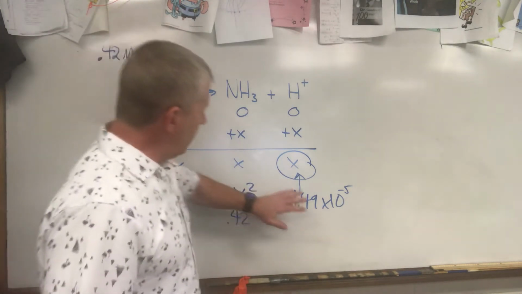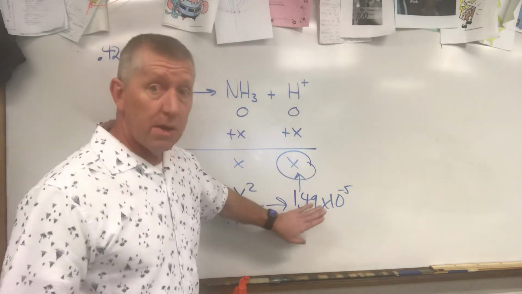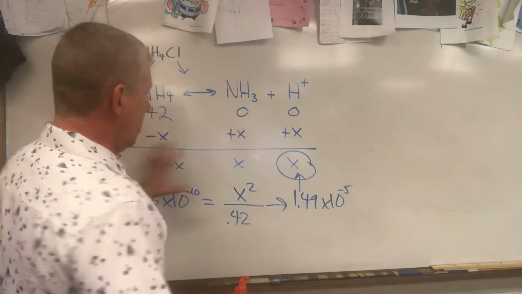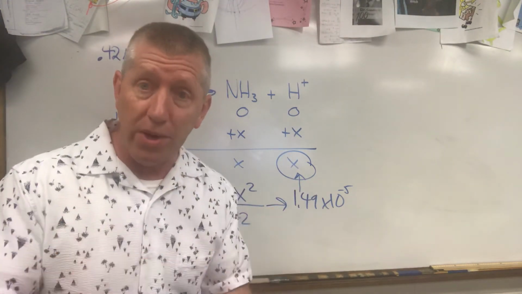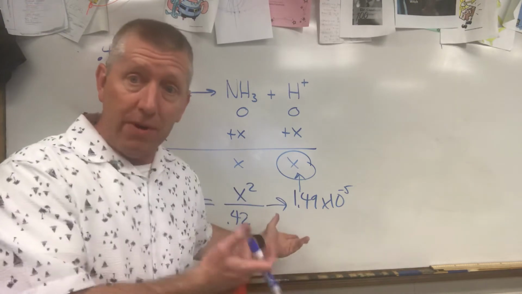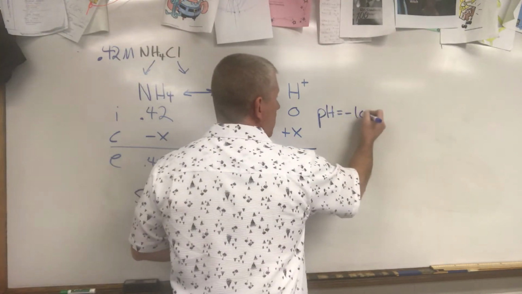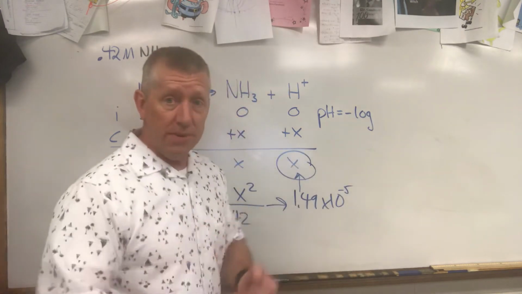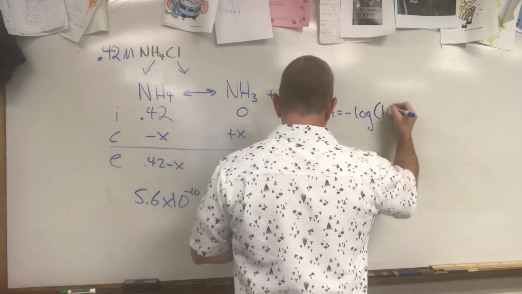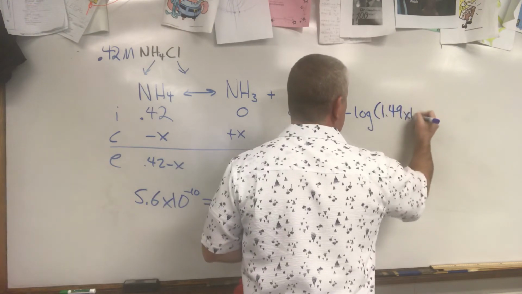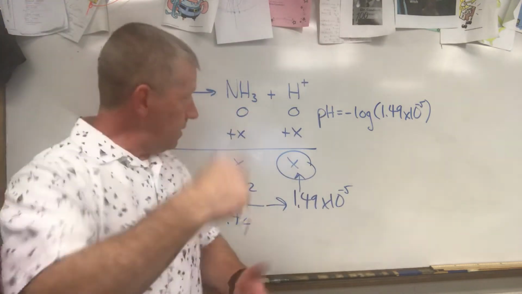Okay, so that is the concentration of H. Now remember, these are concentrations. Concentration of H at equilibrium. We all remember the pH equation, and you need the concentration of H, and we can now figure that out. The pH is equal to negative log times the H concentration, which is right there. So that is 1.49 times 10 to the minus 5. So go ahead, get that on your calculator.